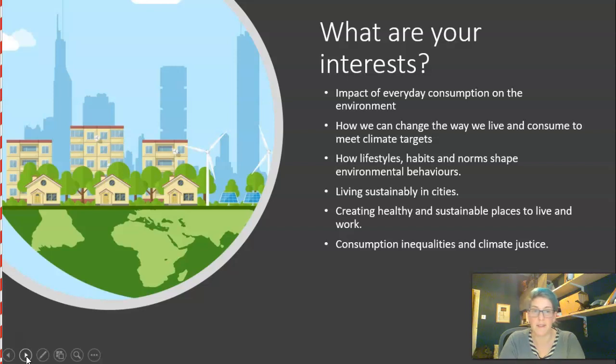So health and sustainability intersect a lot with my work. And yeah, so you could be interested in the health dimension as well, the public health dimension. And you could be primarily interested in this issue of climate justice or consumption inequality. So again, looking at that moral aspect really about unequal levels of consumption and unequal levels of impact upon the environment.